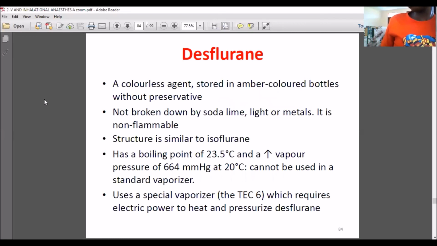Desflurane. Desflurane is a colorless agent stored in amber-colored bottles without preservative, not broken down by soda lime, light, or metals. It is non-flammable. Its structure is similar to isoflurane, and it has a boiling point of 23.5 degrees Celsius and an increased vapor pressure of 664 millimeters of mercury at 20 degrees Celsius. It cannot be used in a standard vaporizer, so it uses a special vaporizer which requires electric power to heat.